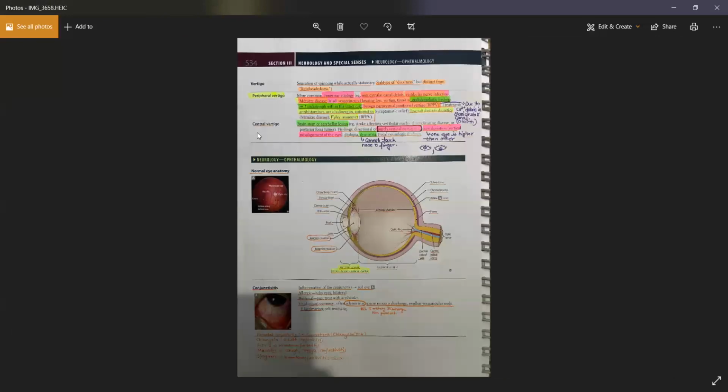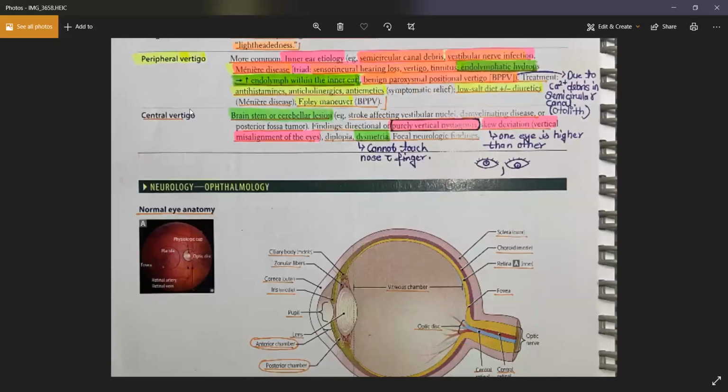For central vertigo, you have the acoustic neuroma. That means it could be due to damage in the cerebellum or damage in the nerves. For peripheral vertigo, you have Meniere's disease, BPPV, and labyrinthitis. Because Meniere's disease is due to an endolymphatic volume increase, you have to restrict the salt diet and give the patient diuretics as a treatment.